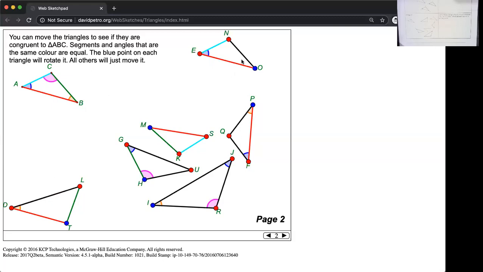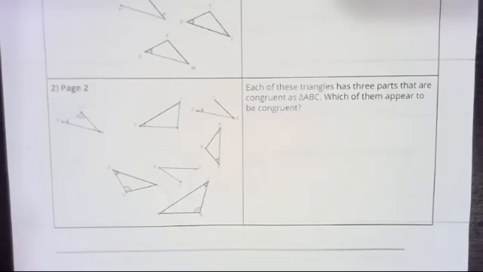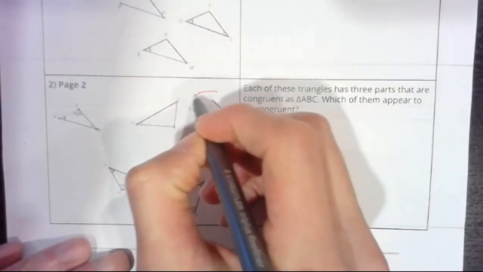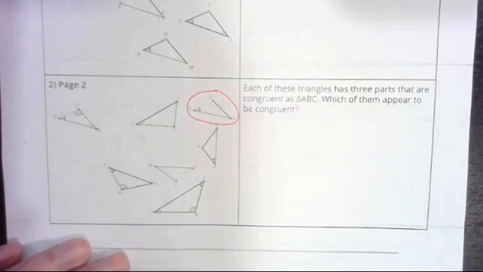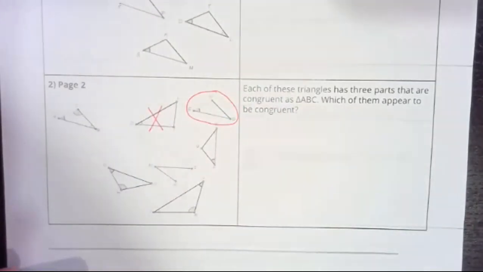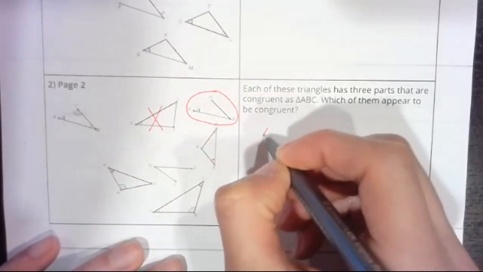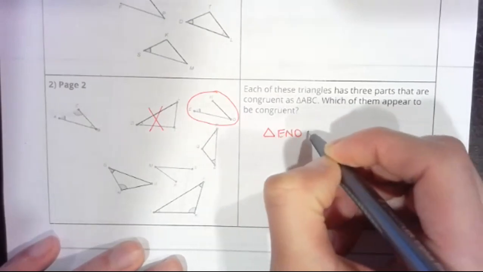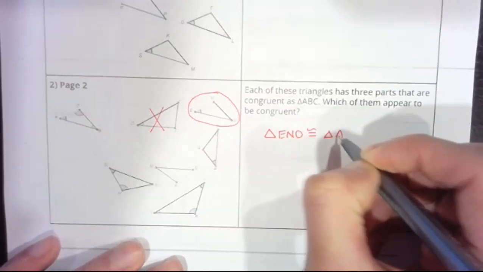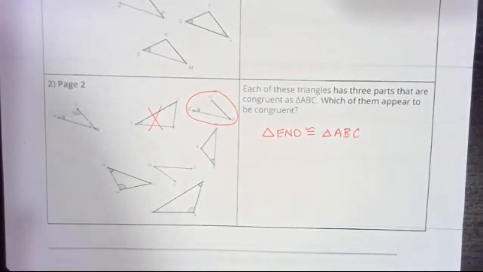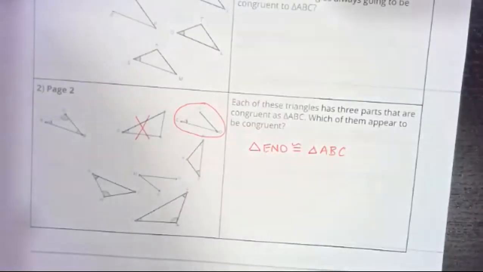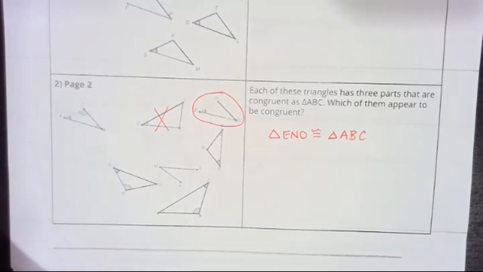Okay, now that I know that triangle ENO is congruent, I can go back to my worksheet right here for problem number 2. And I know that, okay, ENO is congruent. DLT, we concluded that that wasn't congruent. So I'll write down triangle ENO is congruent to triangle ABC. And then I'll repeat this process for the remaining 4 triangles and determine which ones are congruent and write it down here. Okay, let's look at one more example.